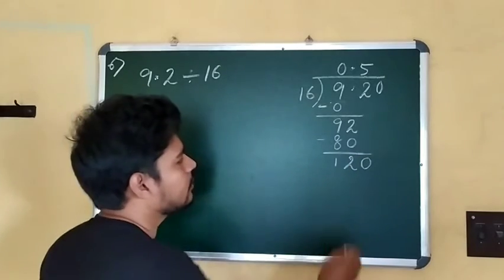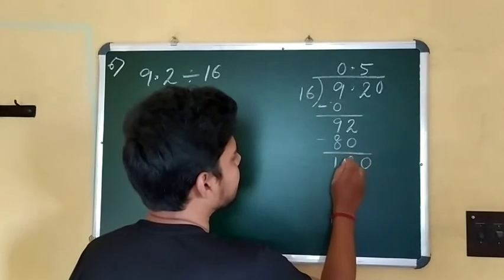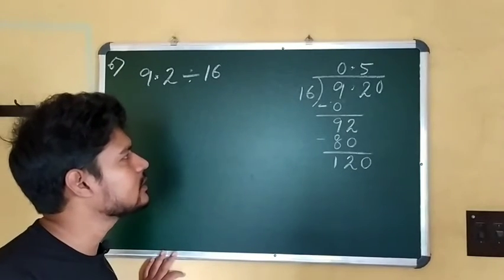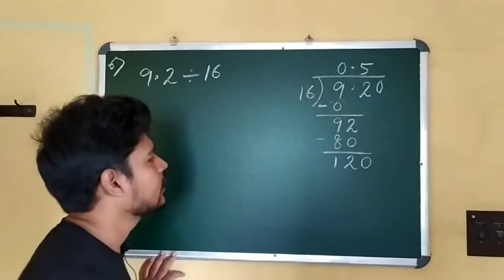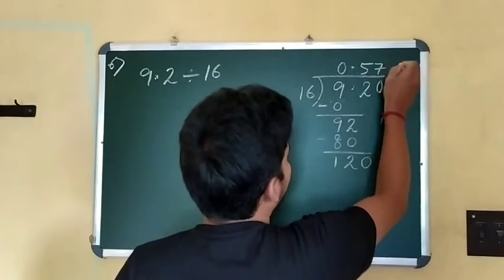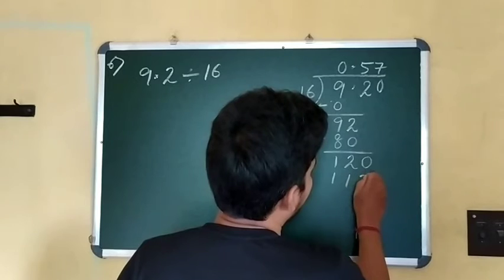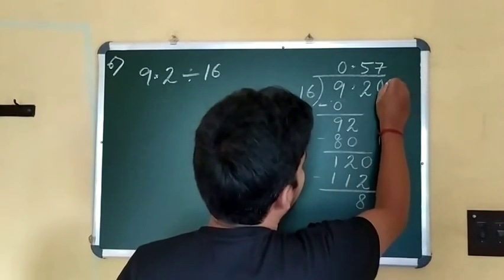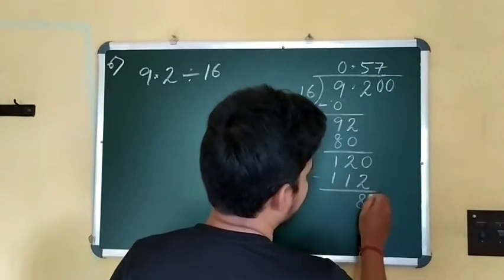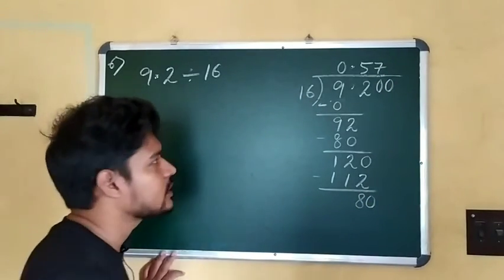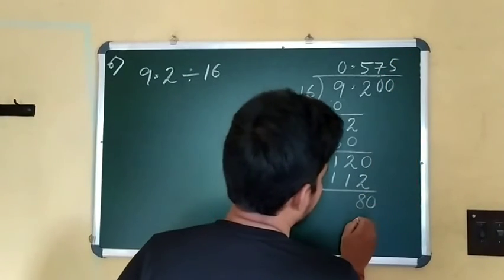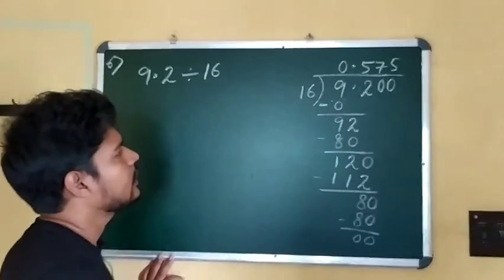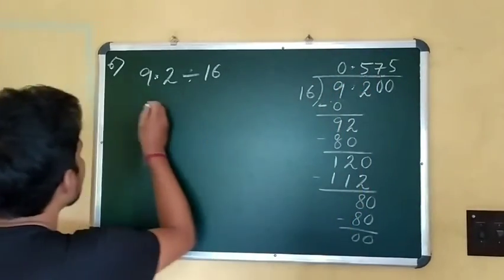Now what to do? By which number you have to multiply? By 7. When you multiply this, then you get 112. So you have to multiply by 7. 112. Now we get 8. So you have to add one more 0. You take this 0 here. So 5 into 16, now it is 80. So our remainder is 0, and the quotient is 0.575.